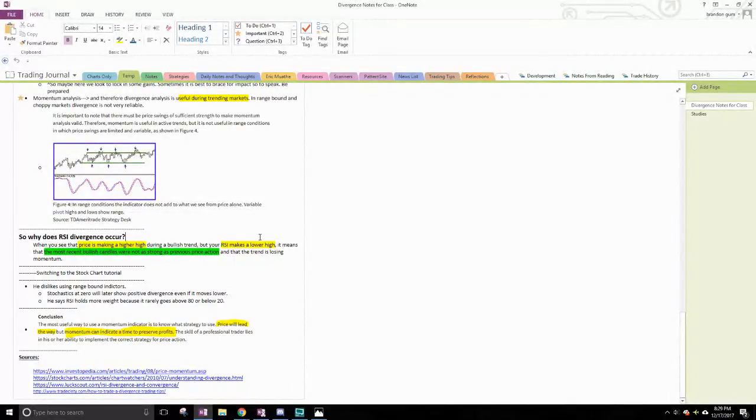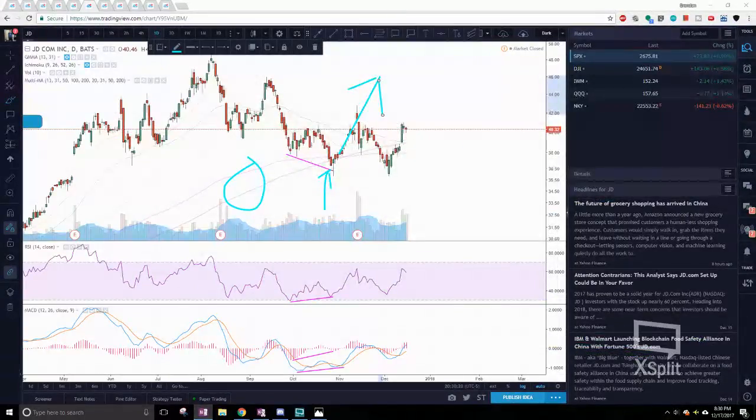When you see the price making a higher high during a bullish trend, but your RSI makes a lower low, aka divergence, it means that the most recent bullish candles were not as strong as the previous price action. And because of that, the trend is losing momentum. That is the only way RSI divergence can occur. So it goes back to the math of how this stuff is calculated. Like I said, I'm not too strong on the math side of it, but that would be how it occurs. Any other questions?